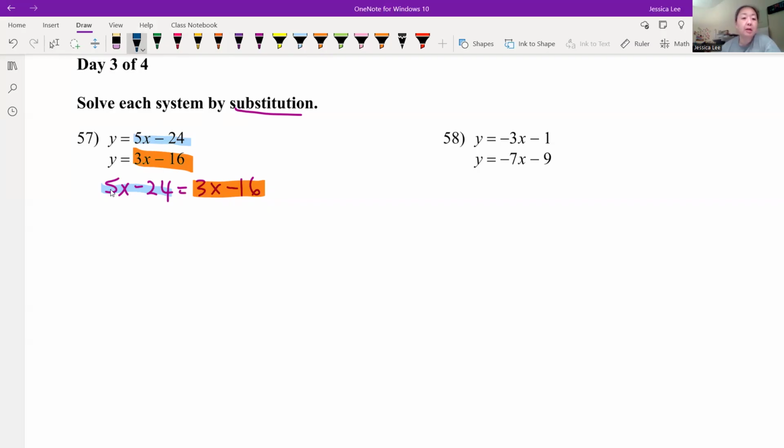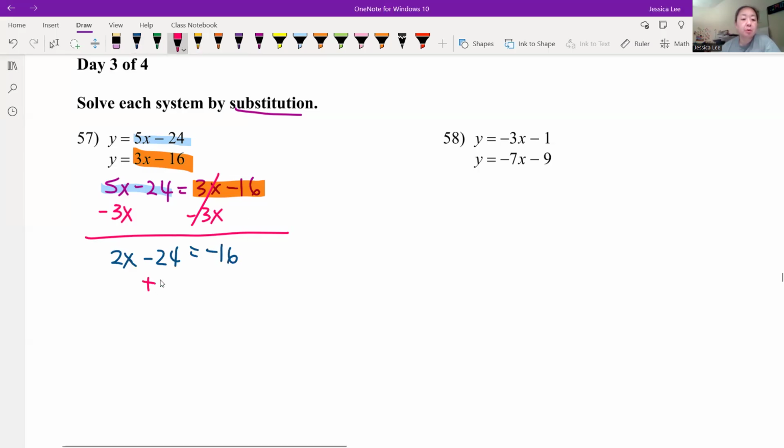Again, we have x's on both sides of the equation, so we're going to actually get x's on one side first. I find that this is the least confusing way of doing it. So 5x minus 3x is going to be 2x minus 24. That's an x. Is equal to -16. And then we're just going to add 24 to both sides.